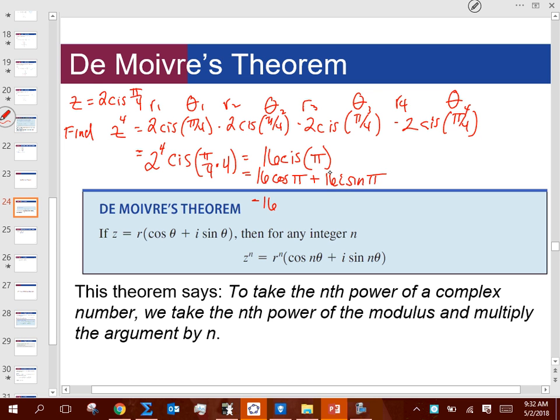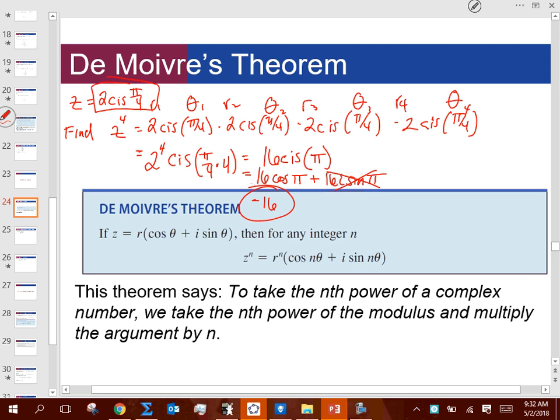Sine of pi is 0. It just gives me negative 16. If I were to take that number right there and multiply it by itself 4 times, you get negative 16. De Moivre recognized that this is a pattern. If I want z to the 5th, then I have one more 2 to multiply by my r to the 4th, or my 2 to the 4th, and I would have one more theta to add in there.